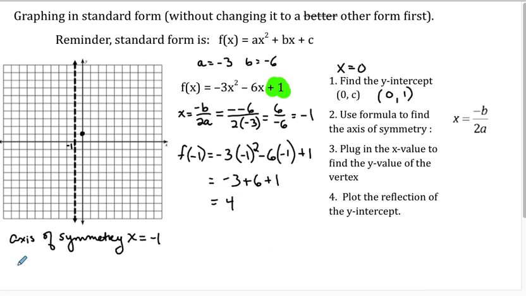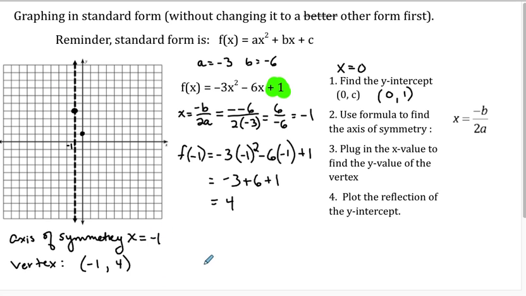So the point for the vertex is at the point negative 1, comma 4. So along this axis, negative 1, 1, 2, 3, 4, right there is my vertex.